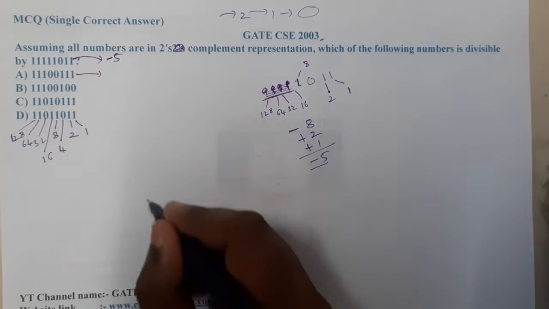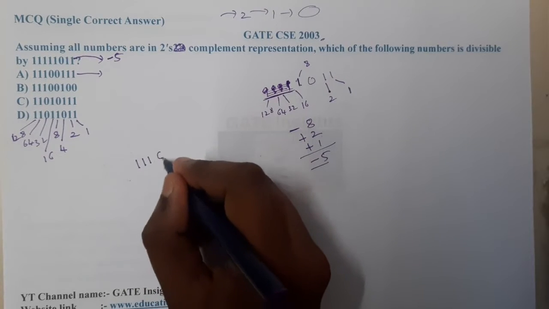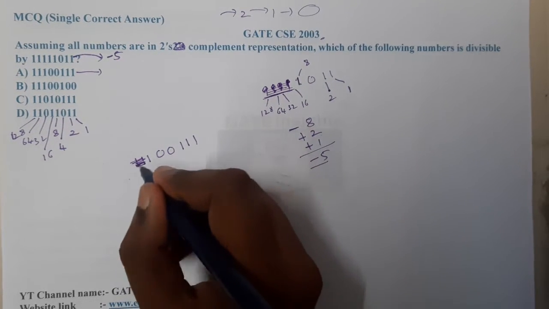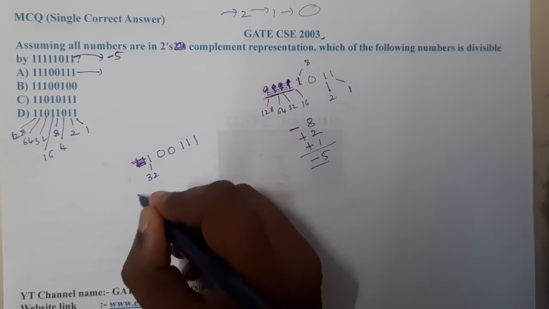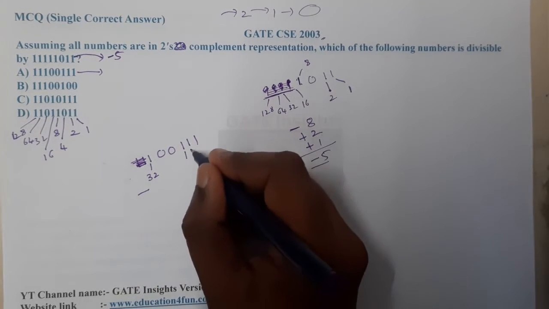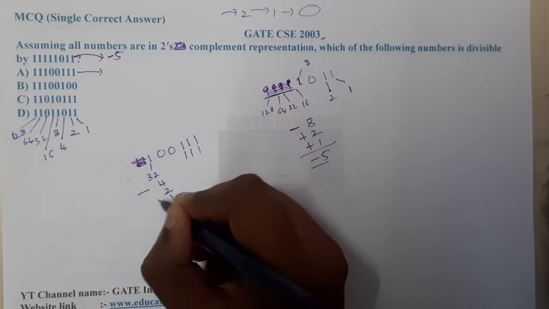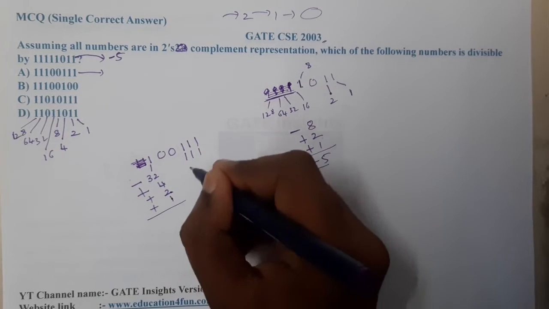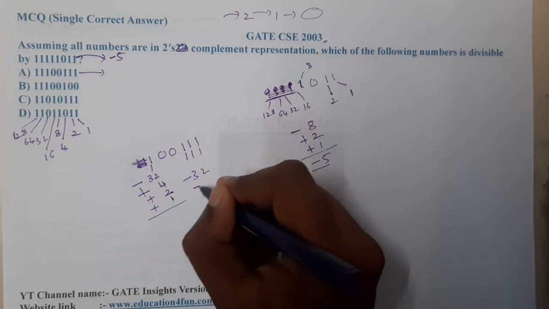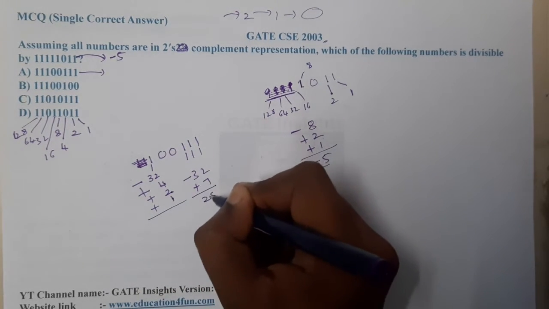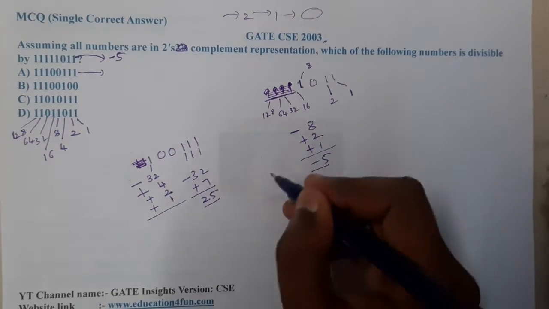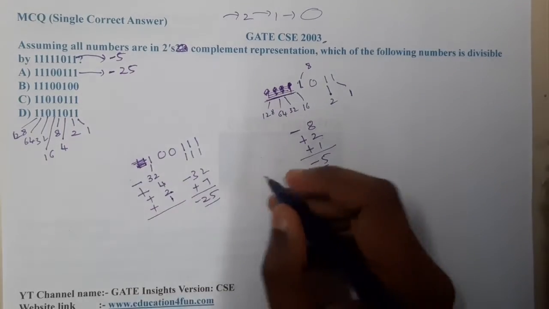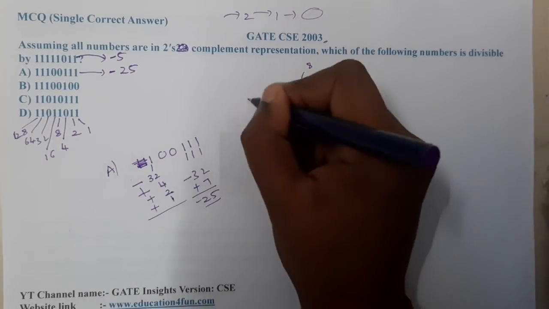What about the next one? It is 1, 1, 1, 0, 0, 1, 1, 1. You can strike these initial two ones. So this is minus 32, plus 4, 2 and 1, which is 7. So minus 32 plus 7 gives minus 25. That is the value for option A, which is the first number in the question.